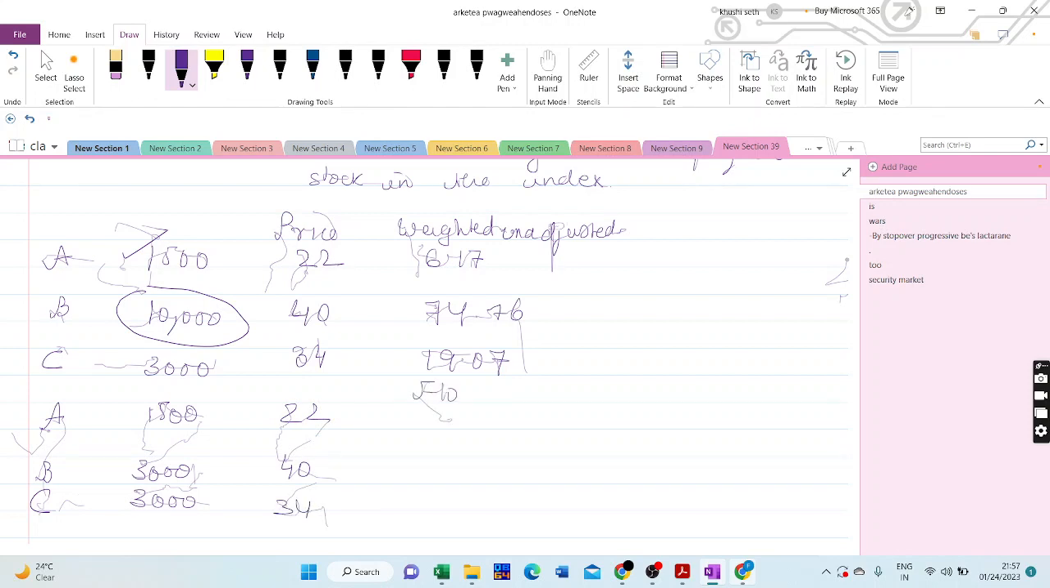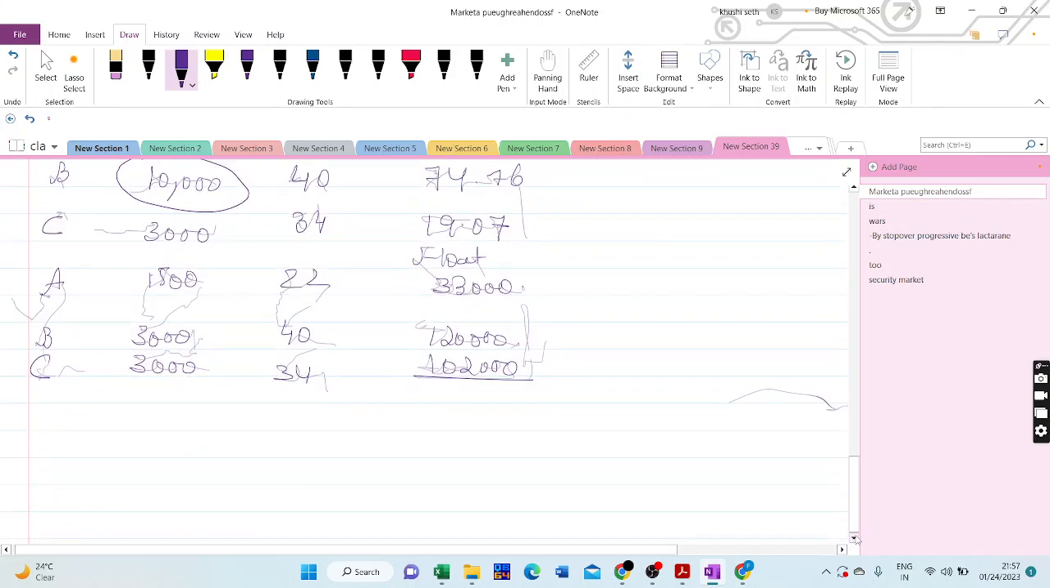Now, the float adjusted market cap of each of these stocks is 1500 into 22 is 33,000. 3000 into 40, 120,000. 3000 into 34, 102,000. Please sum all of this up. What do you get? 33 plus 102 plus 120.